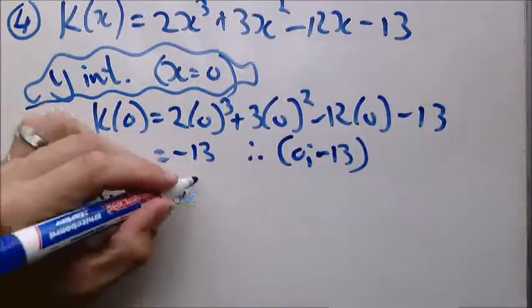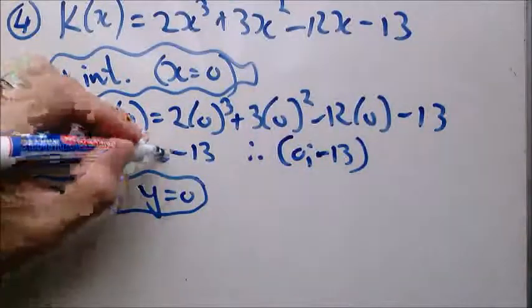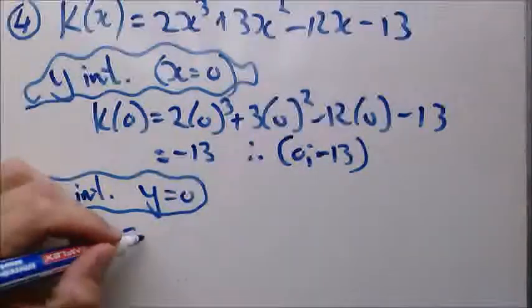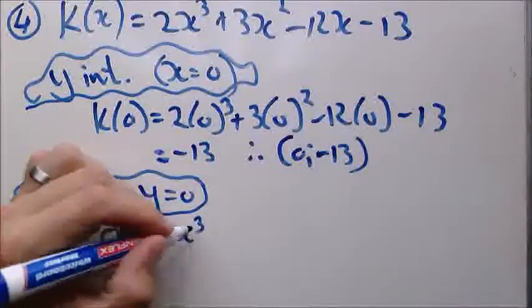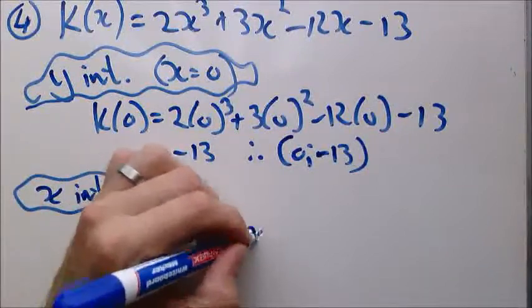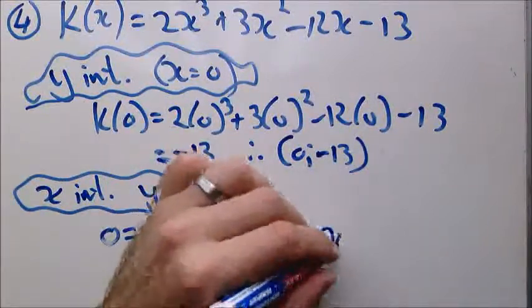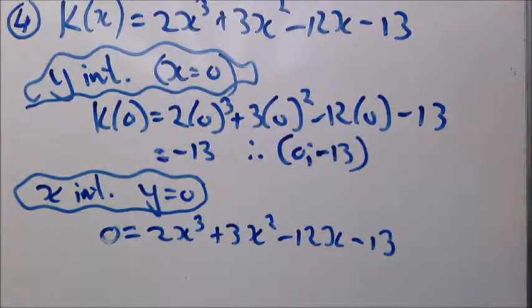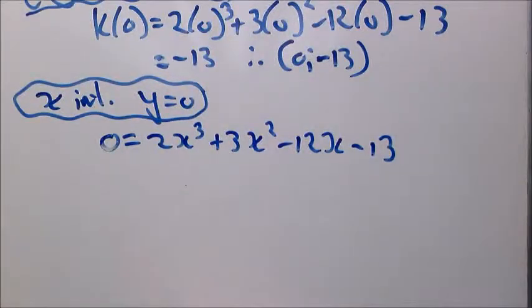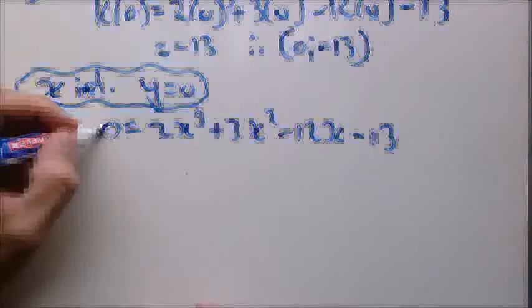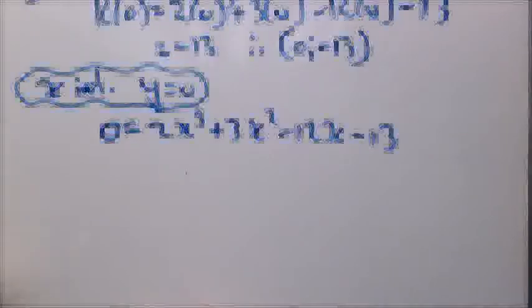And we're making y 0 in order to do that. So 0 was 2x cubed plus 3x squared minus 12x minus 13. So now we have our 0 on that side. We can use the zero product rule. But remember, we're starting off with the factor theorem in order to get this, right?